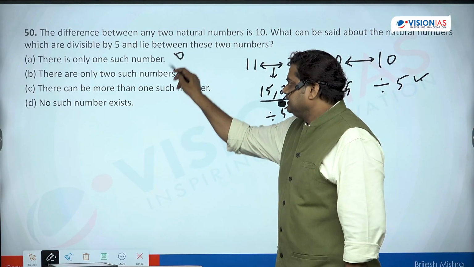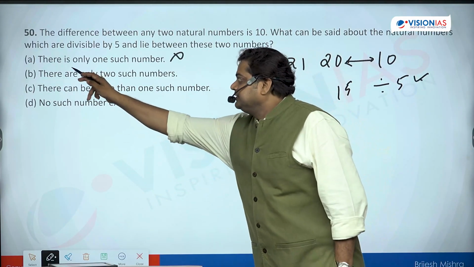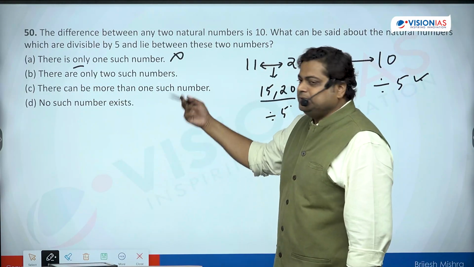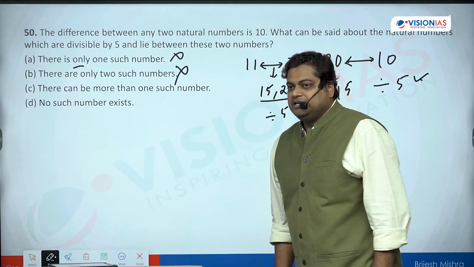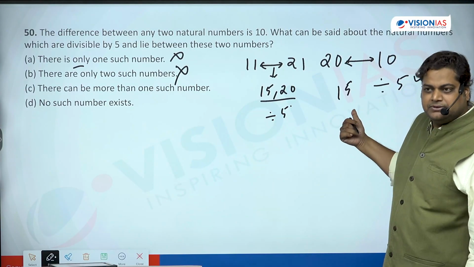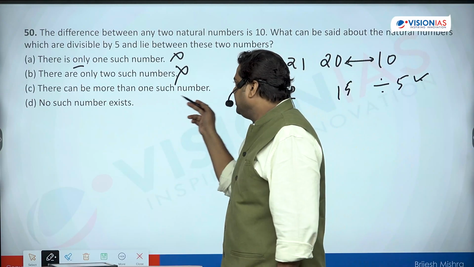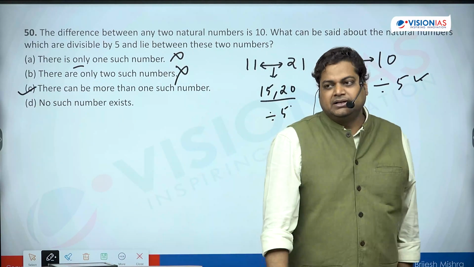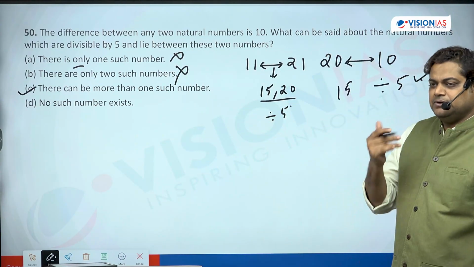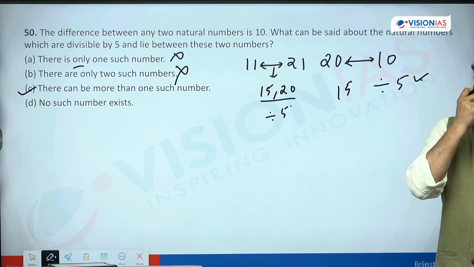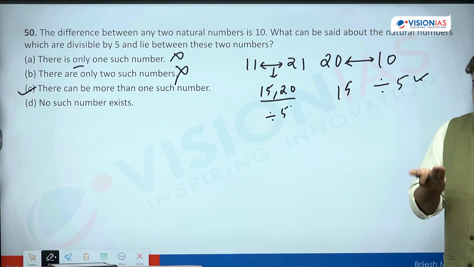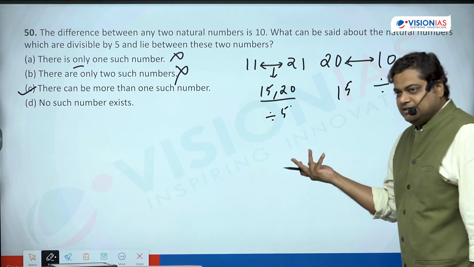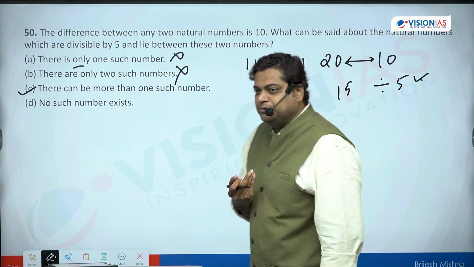So the first option cannot be our answer because it says only. It cannot be that there are only two such numbers, because we can have the possibility of one also. So there can be more than one such number. There can be one also. There is a possibility that we can have more than one also. Since it is written can, it can happen. It can be two also.